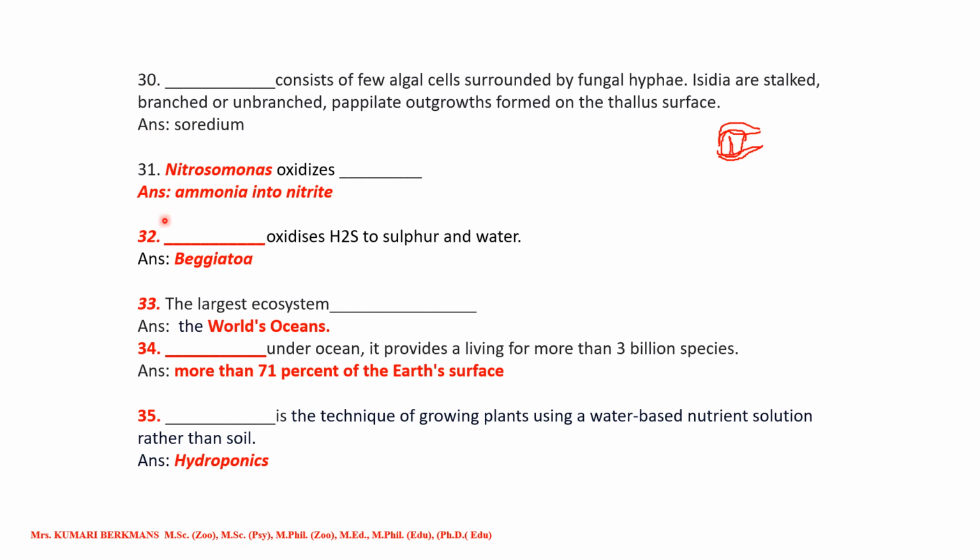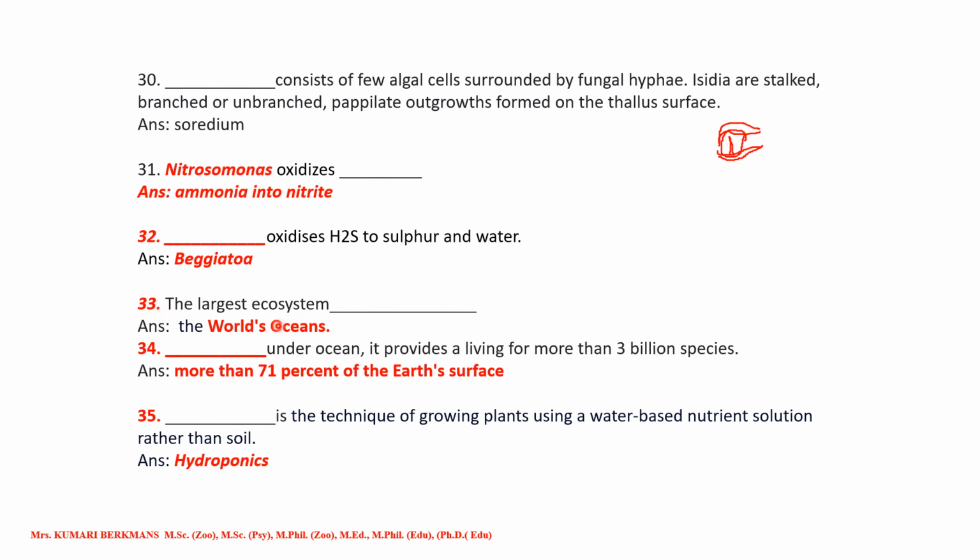Now next one, 31st one. Nitrosomonas oxidizes ammonia into nitrite. Ammonia into nitrite. Dash oxidizes H2S to sulfur and water. It is Beggiatoa.